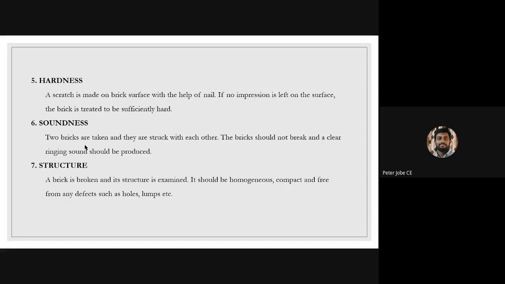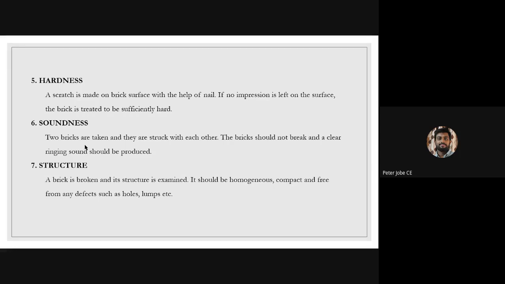And next is hardness. So for hardness, we'll make a scratch on the brick with the help of a nail, not our fingernail. In some cases, we can even use a fingernail, but what we'll do is use a metallic nail, or if you have a strong fingernail, we can use that too. And we will try to scratch on the surface. If no impression is left on the surface, the brick is considered sufficiently hard. That means the surface won't get abraded easily.